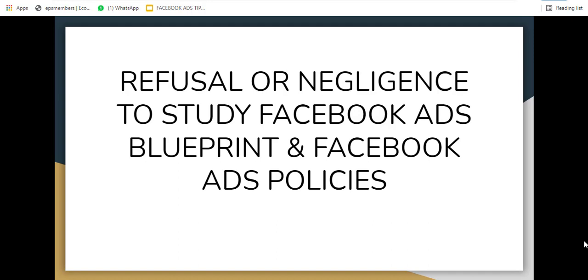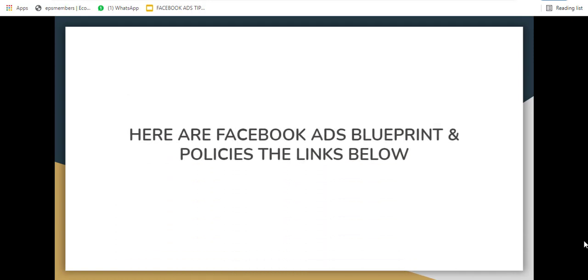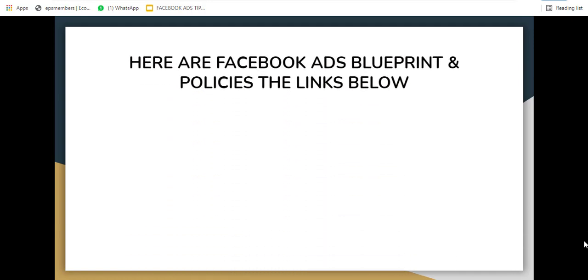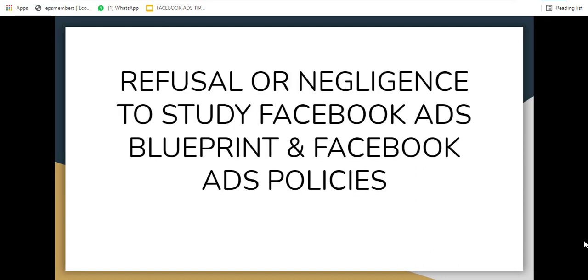And now the question is, why must I study this? You need to study so that you know their don'ts and their do's, the rules and regulations that guide you to run a successful advert on Facebook, what you must know, what you must do, and what you must not do if you want to successfully run Facebook advert that will not be banned, that will not be restricted, that will not be disabled, or that will not be rejected.